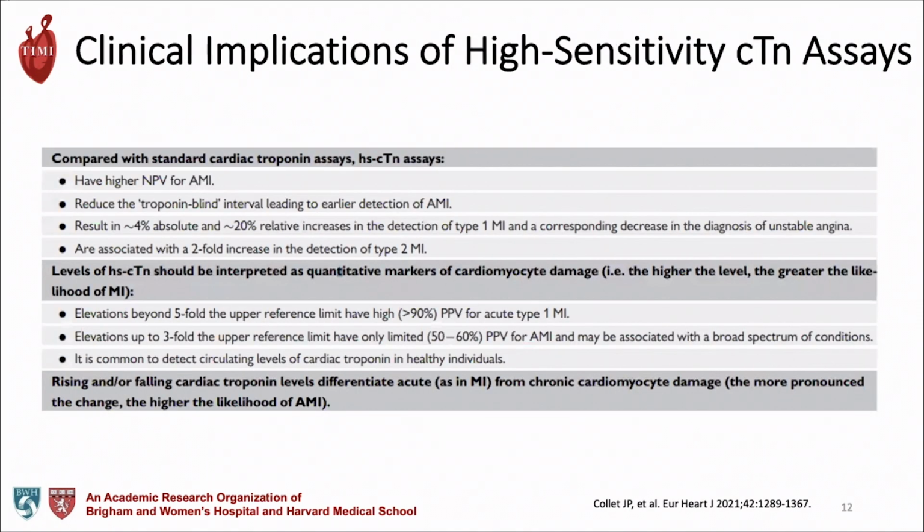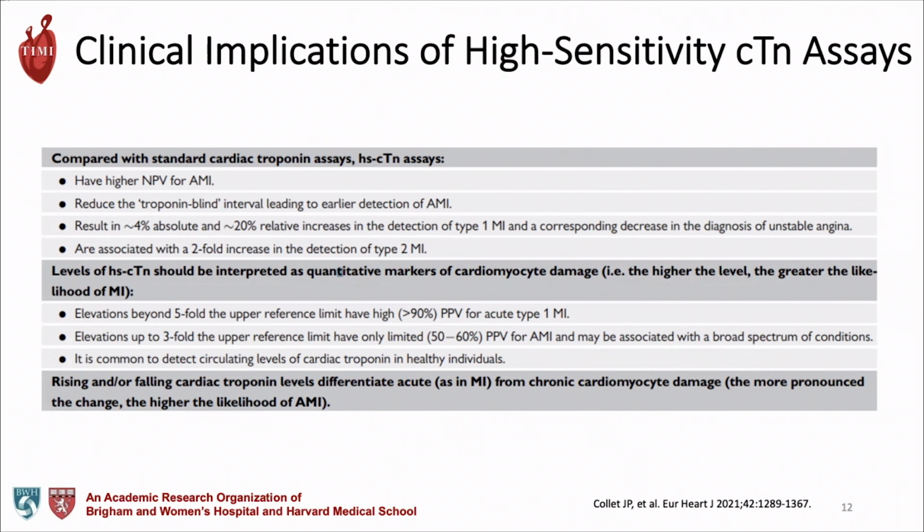So there's a couple clinical corollaries of that and a couple things to keep in mind when you interpret cardiac troponin levels. And this comes from the ESC MI guidelines. So first, high sensitivity cardiac troponin assays have higher negative predictive values for acute myocardial infarction. And so if a patient truly presents with chest pain and has an undetectable cardiac troponin, it makes it much less likely that the patient actually is having an acute coronary syndrome.